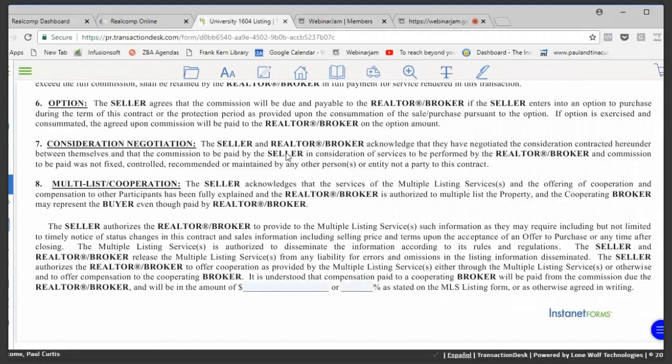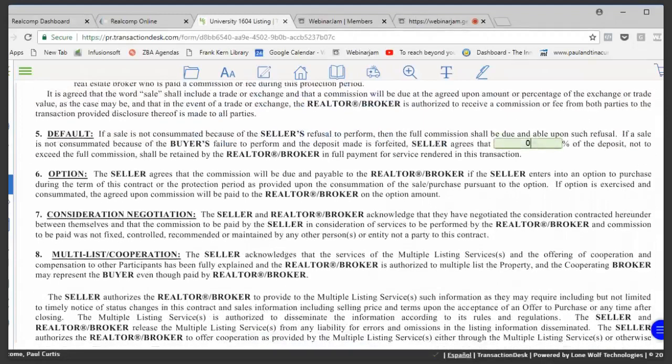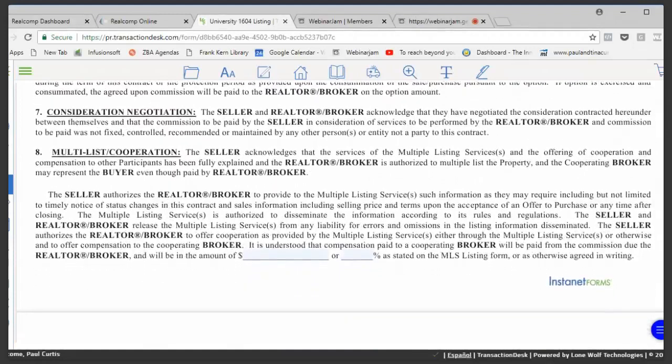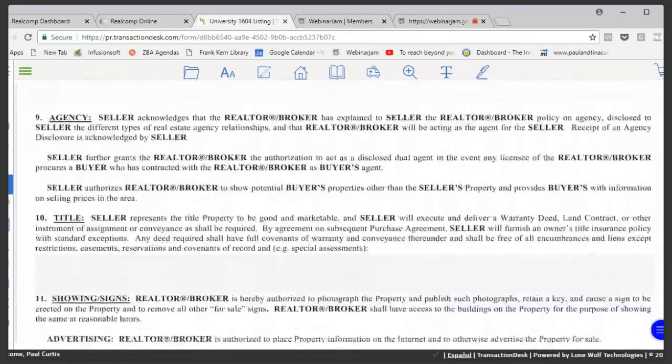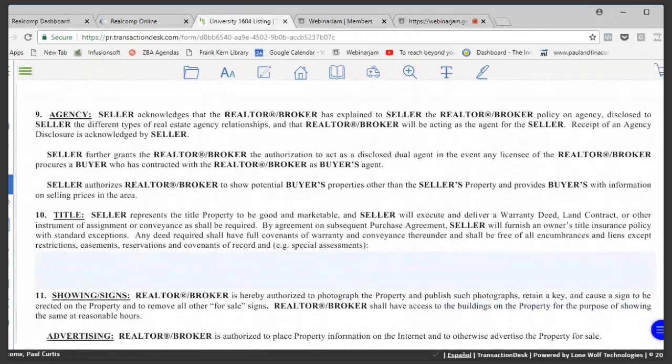Let's see, we're not going to go through all these because we chose the default option. Now, this is saying that the seller is authorizing us to put this in the MLS, multiple listing service, and this is the amount we're going to pay to a cooperating broker. In this case, we're going to split it with them. It'll be the 3%, which is why you want to have 6 on top so you actually get a commission.